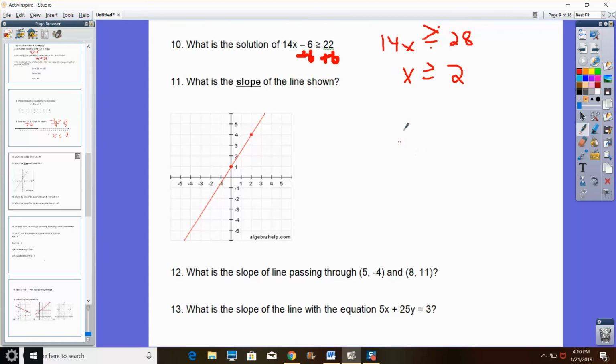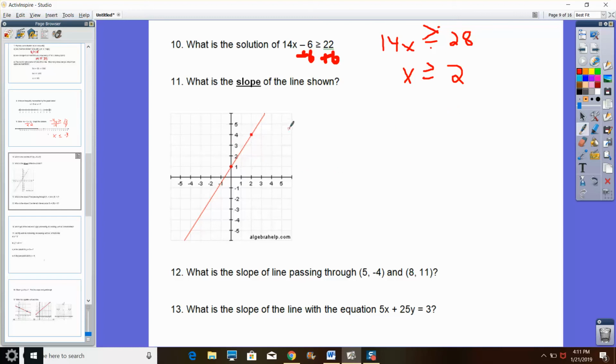And again, just to make sure, if I plugged in 0, 14 times 0 is 0, minus 6 is negative 6. Negative 6 is not greater than or equal to 22, so that is not a solution. If I plug in 2, 14 times 2 is 28, minus 6 is 22. 22 is greater than or equal to 22, so 2 is a solution. All right, nice and easy.